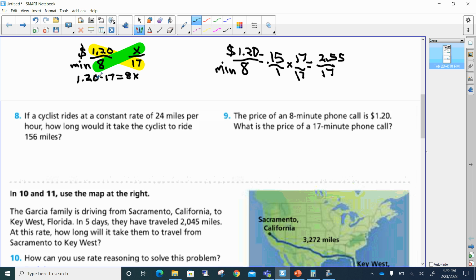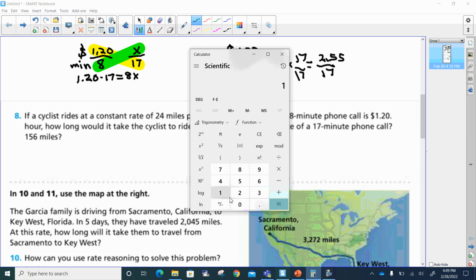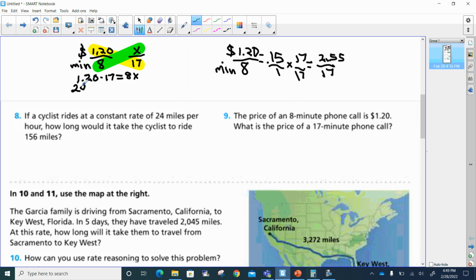Well, 120 times 17, let's look that up. 1.2, I'll put the 0, it doesn't matter if I put it or not, times 17 is going to equal 20.4. And that has to equal 8x. Now I divide by 8, which means I'll divide by 8 over here. And that'll give me my answer.